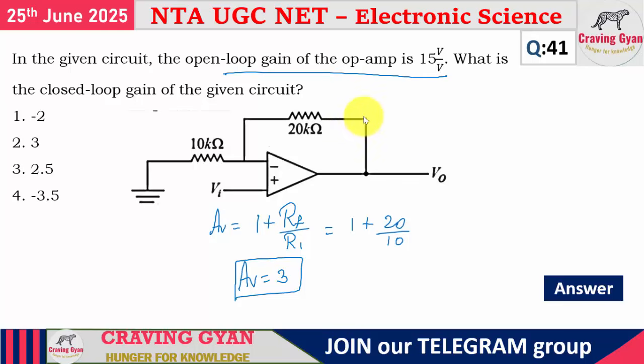you can't make use of any sort of formulas. In the case of inverting, it is minus RF divided by R1. In the case of non-inverting, it is 1 plus RF divided by R1. All these formulas are not valid. Why? They are valid only when virtual short is satisfied, when the op-amp is in negative feedback and you do not have any saturation. Nothing but the gain should be high.